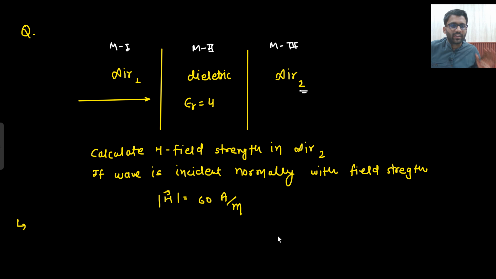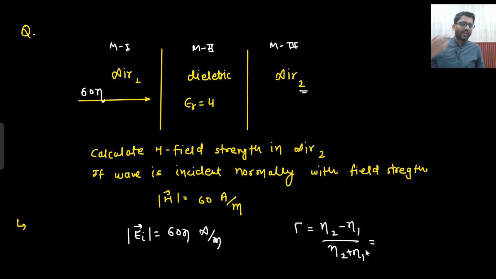We do not remember any formula for magnetic field. We remember all the formulas for electric field. So I can write that my incident electric field intensity is 60 neta, right? Now what do I need to find? I need to find the reflection coefficient. So what is the reflection coefficient? Neta 2 minus neta 1 divided by neta 2 plus neta 1.